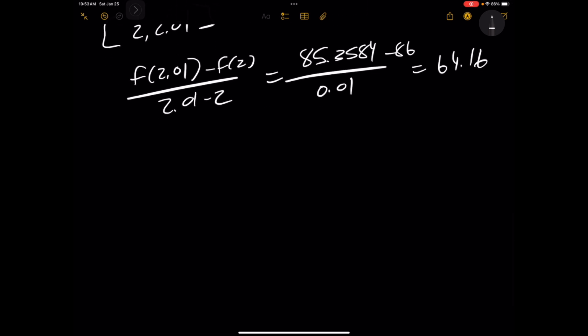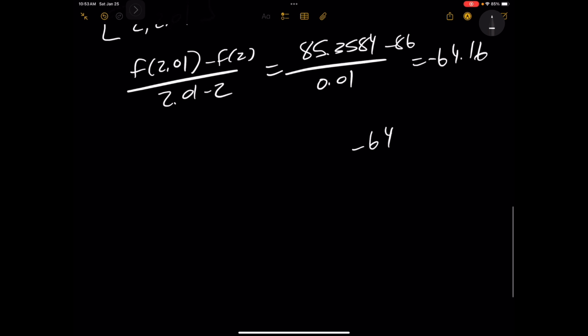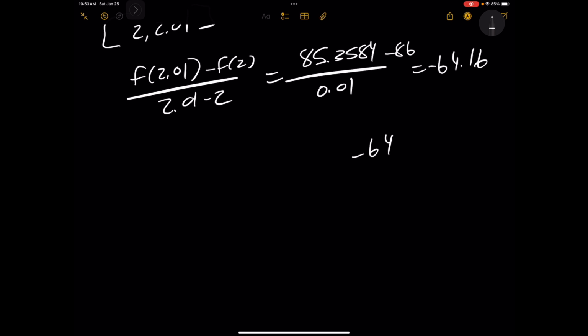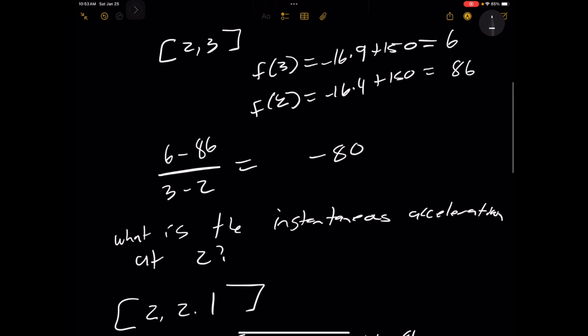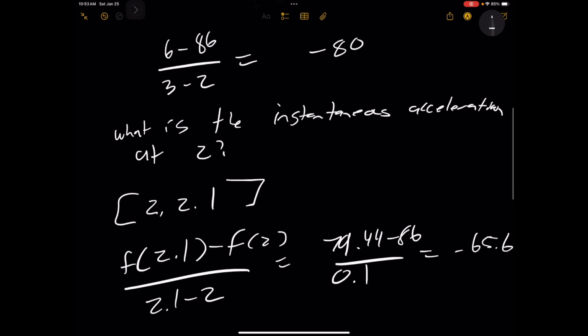And if I keep going and I keep going, we see that we're approaching negative 64 for our acceleration. And so what we see here is we can take our average rate of change and we can bring b and a together arbitrarily close to figure out our instantaneous rate of change. And that process, we can define using limits, which is what we defined in the past.